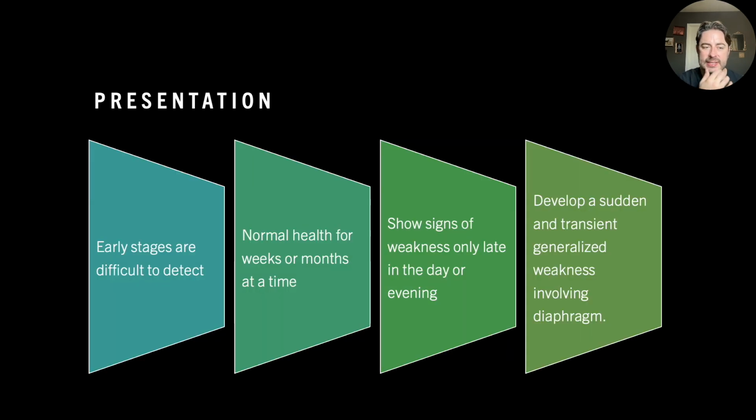But other things that we're going to see: early stages of myasthenia gravis are typically hard to detect. These patients are experiencing very subtle and intermittent signs and symptoms, but sometimes these can come on sudden and rapid. Patients can have normal health for weeks or even months at a time, and then they experience that fatigue, and they have that fatigue for days or even weeks and sometimes even months. It can show signs of weakness only late in the day or the evening, which is typically common. Who isn't tired and perhaps even a little bit weaker later in the evening? And you can have the development of sudden and transient generalized weakness that gets to diaphragmatic involvement, and now we're going to have a lot of concerns and issues when it comes to being able to take those deep breaths and cough.